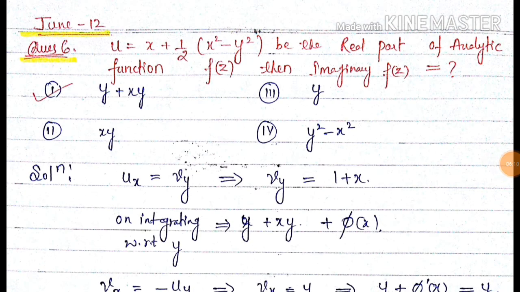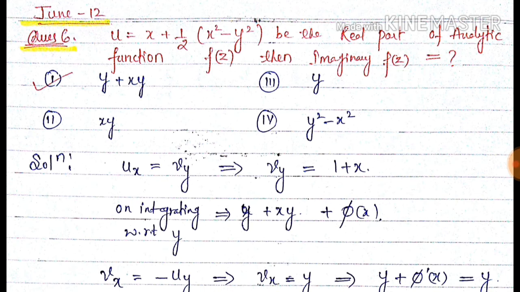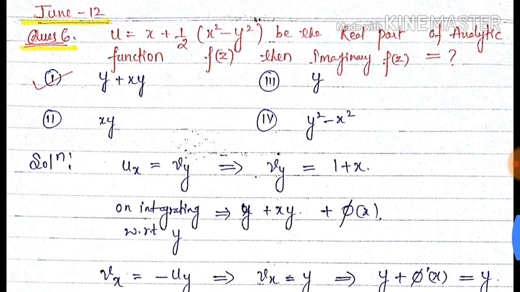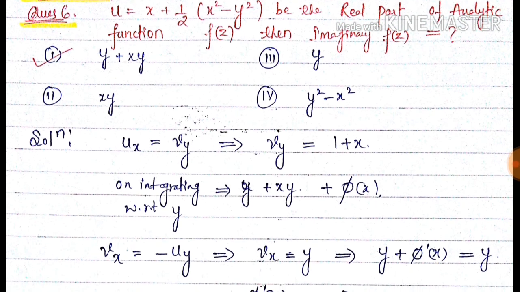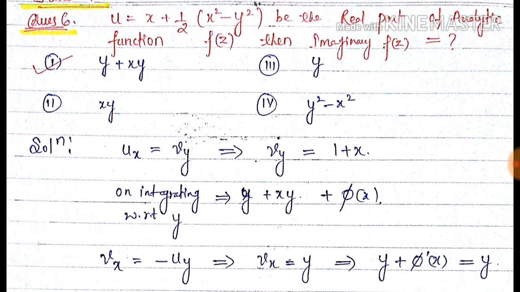Now this is a question of NET June 2012. The question is, u equals x plus 1 by 2 (x square minus y square) is the real part of an analytic function f(z), then the imaginary part of f(z) is equal to what? So the real part is given, we have to find the imaginary part. From the options we have taken y plus xy as a function. How do we select this one? Just see the solution.